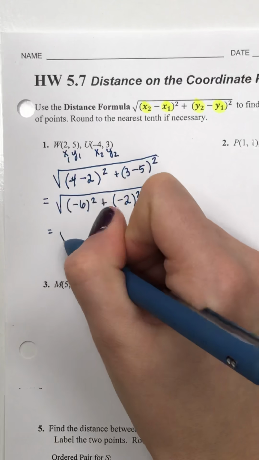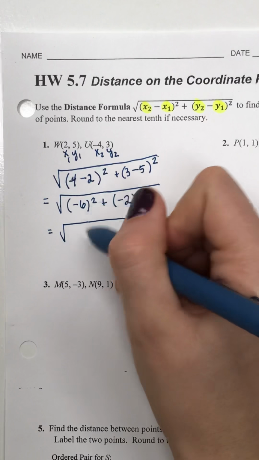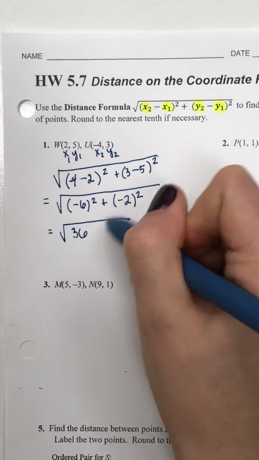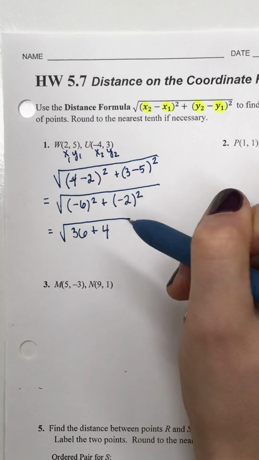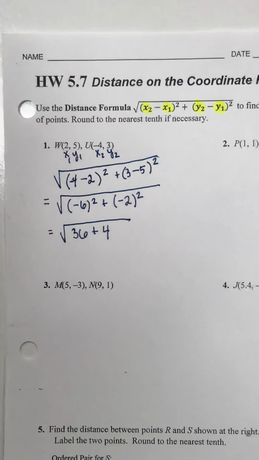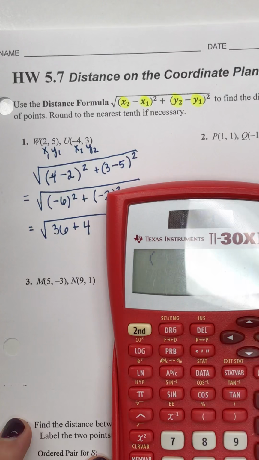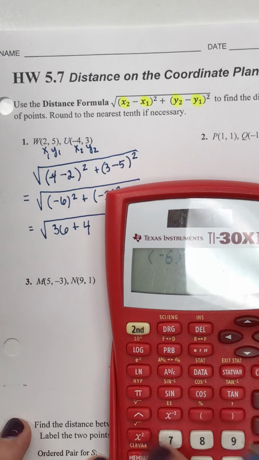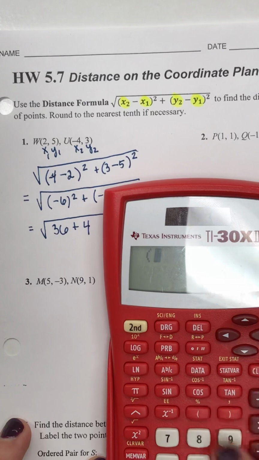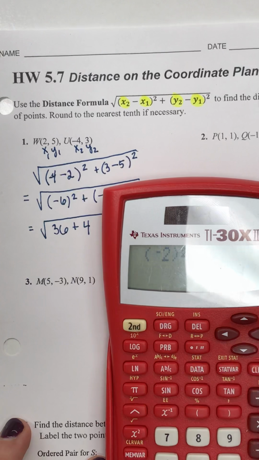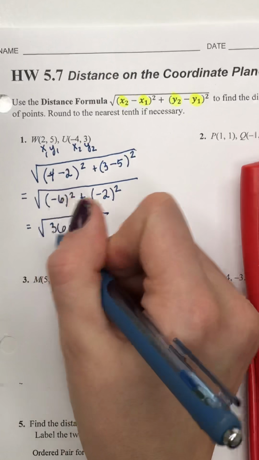So I'm going to drop down my equal sign, drop down the square root symbol. -6 to the second power is 36, plus -2 to the second power is a +4. When you put these into your calculator, you need to make sure that you have the parentheses around them. So that's -6 squared is a +36, and a -2 squared is a +4. If you do not use parentheses, you will not get this correct.